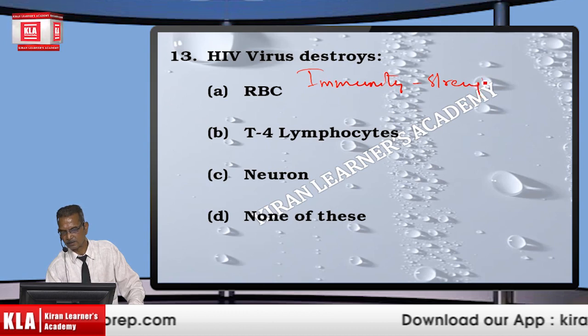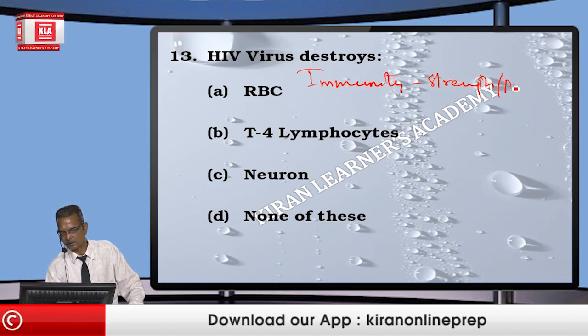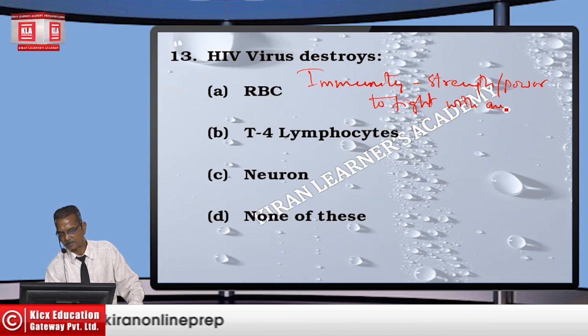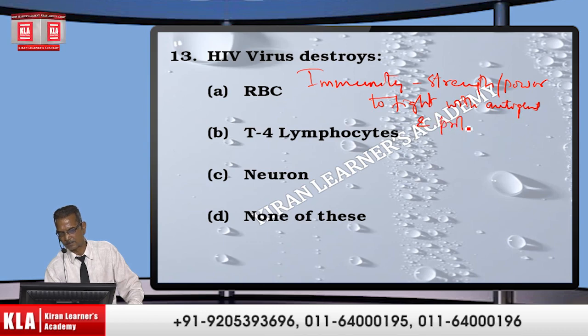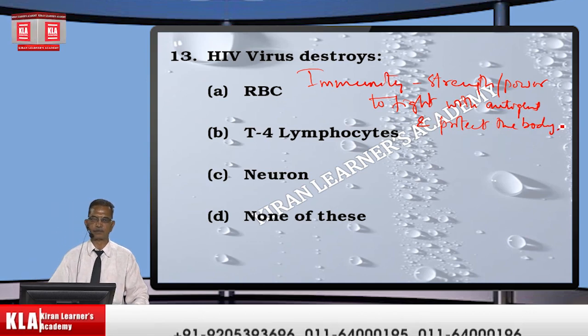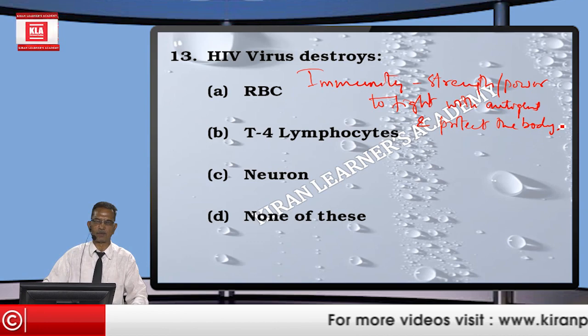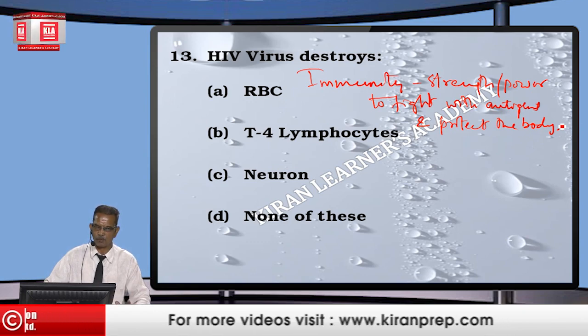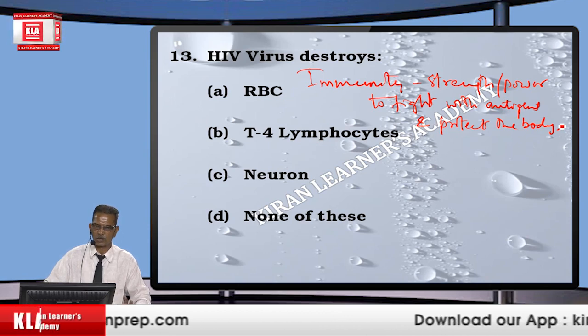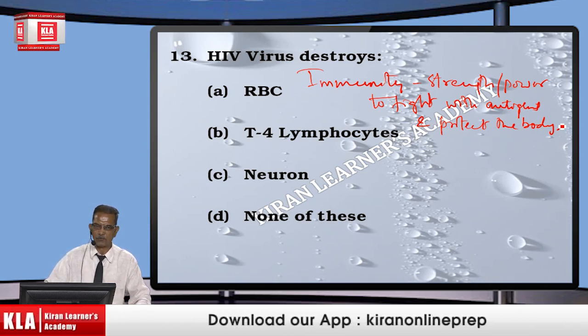Strength or power to fight with antigens and protect the body. That means let the body not suffer from any disease. So this strength is provided by the WBC, because WBC are the natural fighters, natural soldiers of the body, and lymphocytes are one of them.